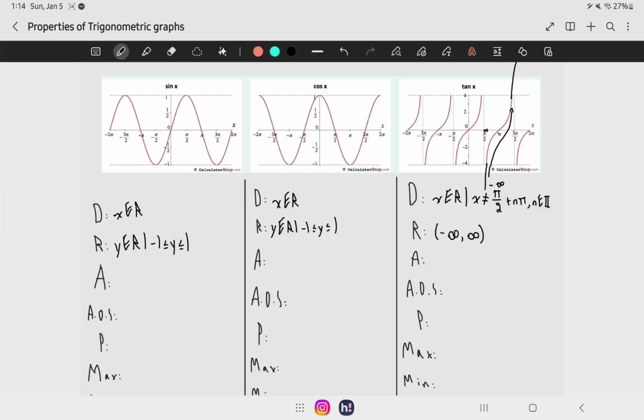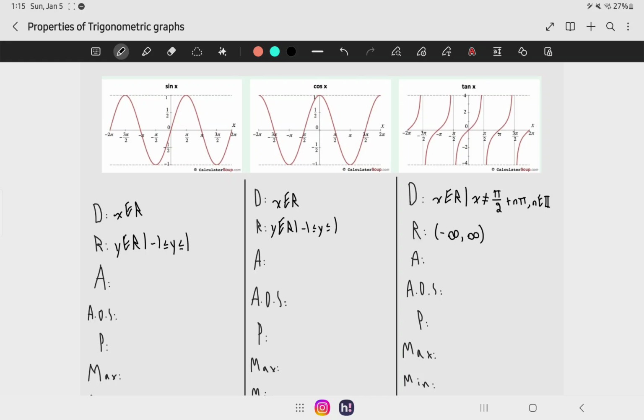So it's actually constantly switching between a positive and a negative infinity for the range. All right, now for the amplitude. The amplitude of a trigonometric function is how tall the function is from the axis of symmetry, basically.